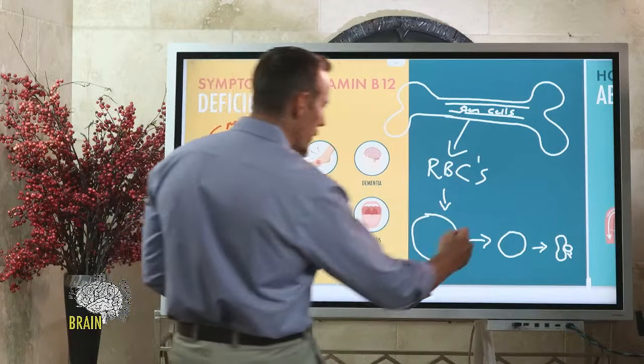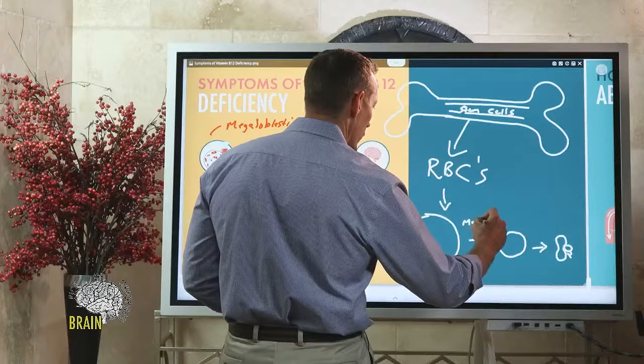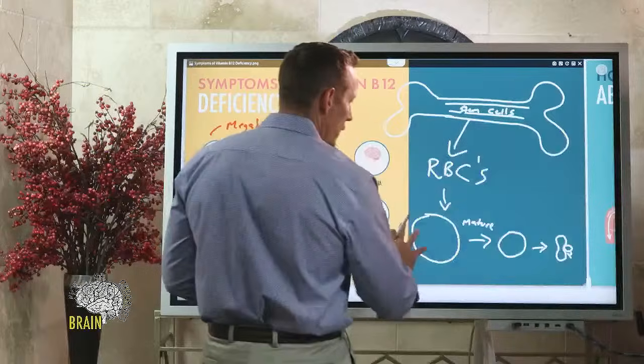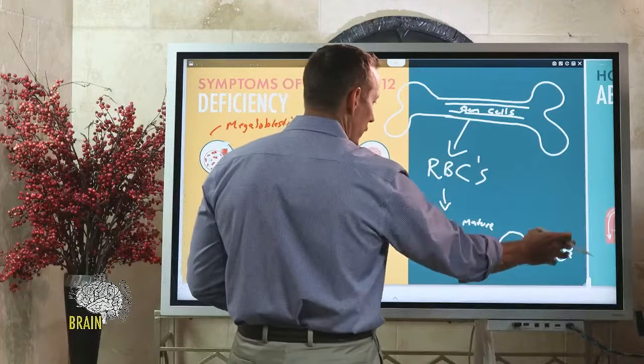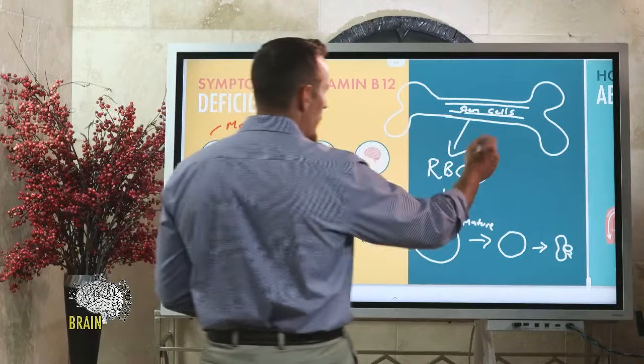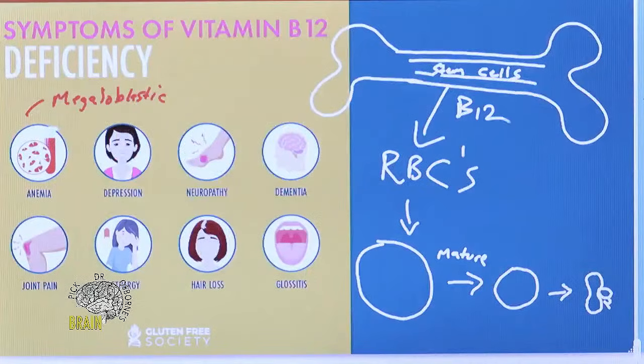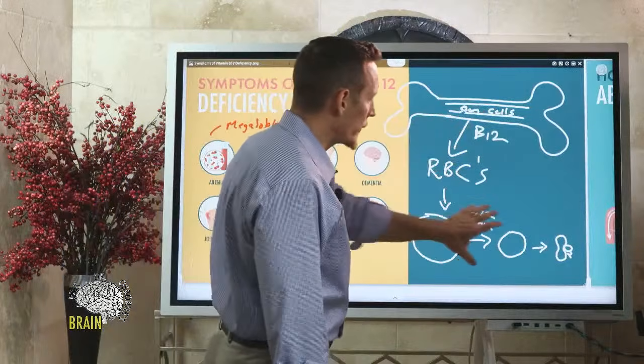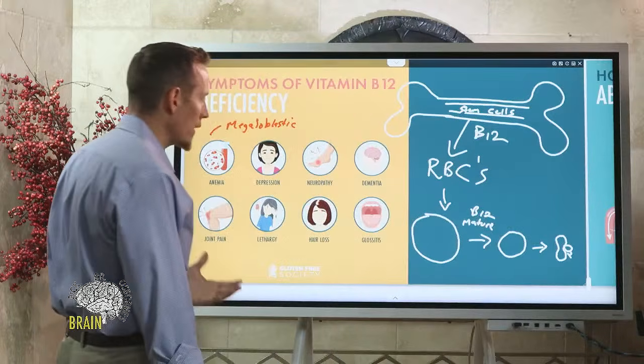And so this maturation process is an important part of how a red blood cell evolves into a normal functioning red blood cell. So what happens here is vitamin B12 is necessary for the stem cells to generate red blood cells. It's also necessary for the maturation process. So you've got B12 playing a role in both of these areas, and this is why we call it megaloblastic.